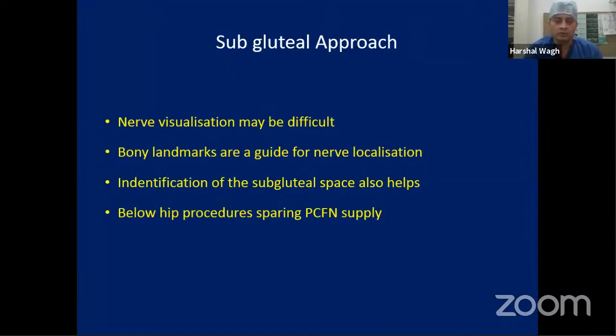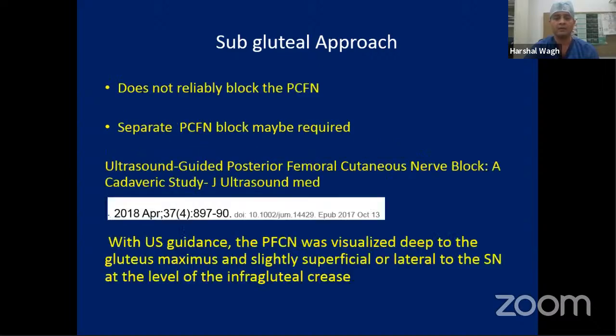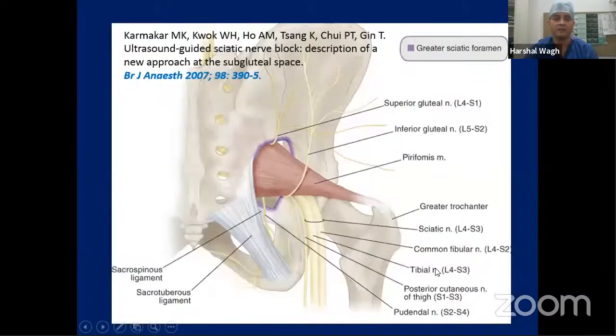Now, starting from the subgluteal approach. I think all of us have gone through the learning curve where nerve visualization in this area is difficult. That is why the bony landmarks, which are the ischial tuberosity and the greater trochanter, help us with the localization of the needle. Now, identification of the subgluteal space also helps, and I'm going to come to that subgluteal space a little bit later. Usually this approach is good for hip procedures and below the hip. And you have to be aware that the posterior cutaneous femoral nerve supply may not be blocked reliably in this approach. This is just one publication, but there's a cadaveric study where they say that you might need a different block for that. In fact, they found it to be superficial and lateral to the sciatic nerve at the level of the infragluteal region.